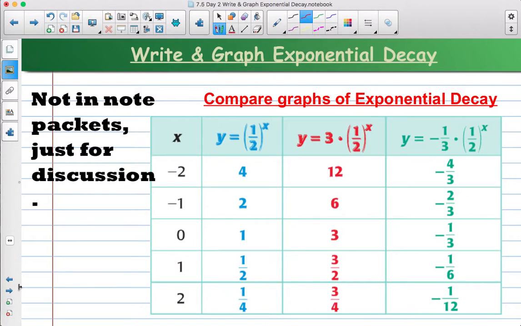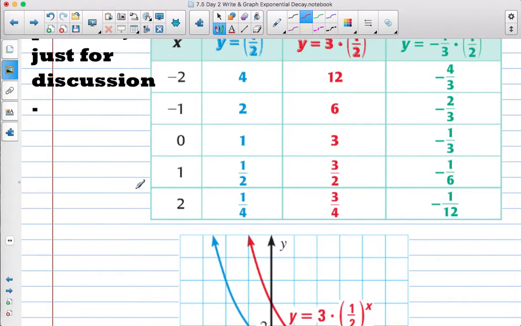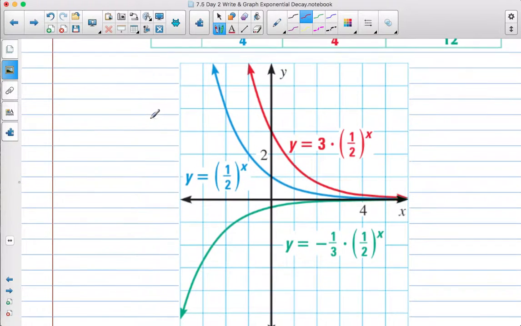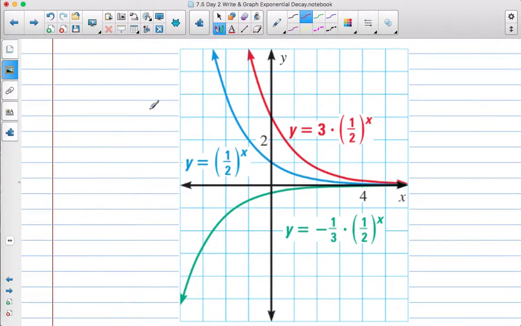Right here, this isn't in the note packet. I just wanted to show a picture, note the similarities and differences between a couple equations. So here's a table, and I think it's not as beneficial to look at a table. We're going to look at the graphs. So here we go. Thing to notice about all these guys is they're all exponential decay. I know they're all exponential decay because I look at their growth factors, and they actually all have the same exact growth factor, 1/2. They're all getting only 50% of their original value.